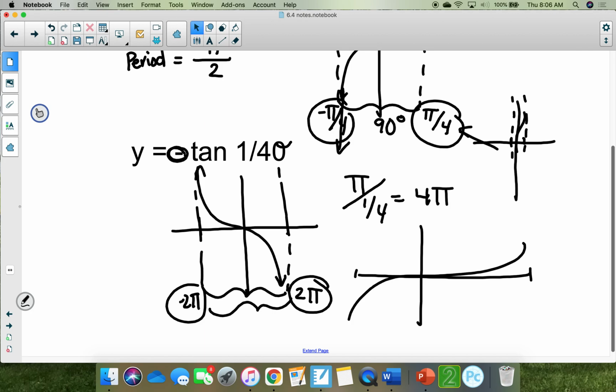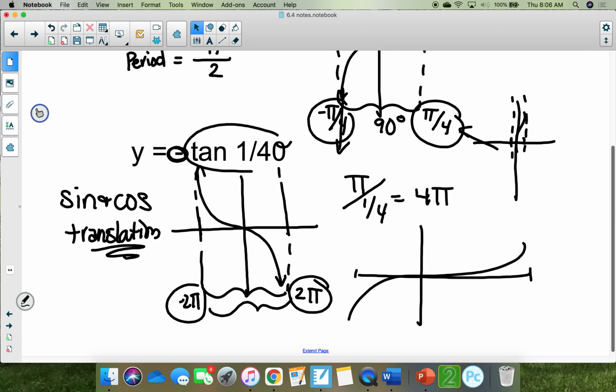One other thing, when we taught sine and cosine, we did some translations, right, left, up and down. We're not going to do that for tangent. I'm only going to teach you how to make it elongated like this or shrink it. I'm not going to translate it up, down, right, or left. So that's all for tangent. I just wanted to show you a basic graph of tangent.